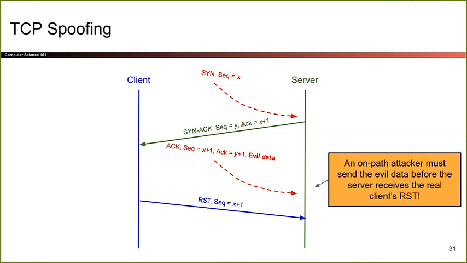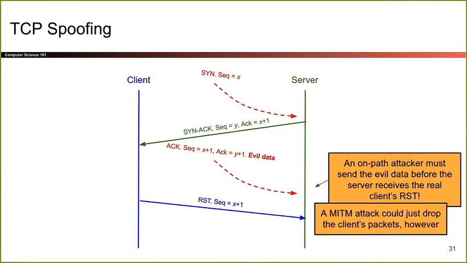It's kind of weird, but basically the main takeaway is that you are, as the attacker, trying to impersonate a TCP handshake from the client. And again, if you're a man in the middle, you can always just drop the reset and then you can inject as much as you want. So if you're on path, you generally have to race against the reset. If you're man in the middle, you can just drop. And then if you're off path, not only do you have to race, but you also have to guess the sequence numbers.